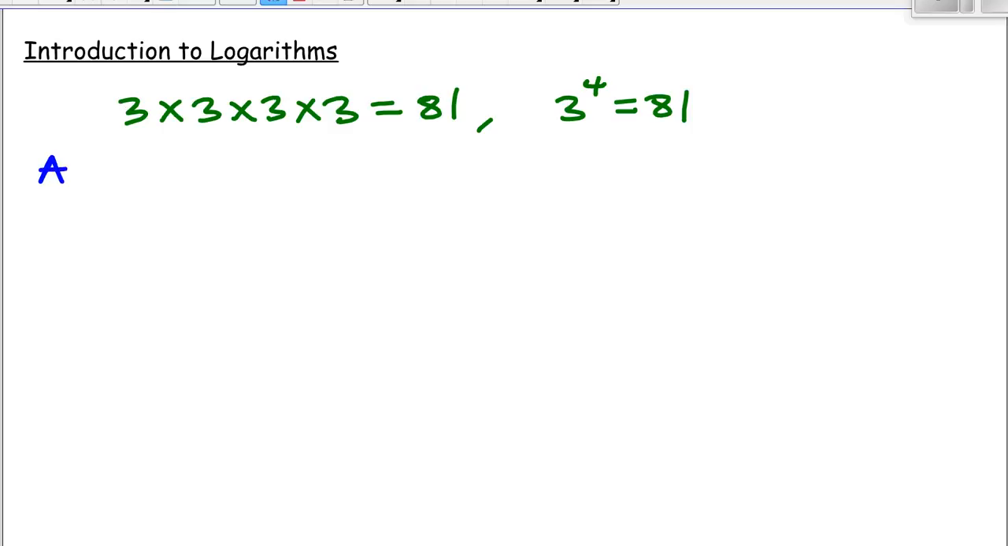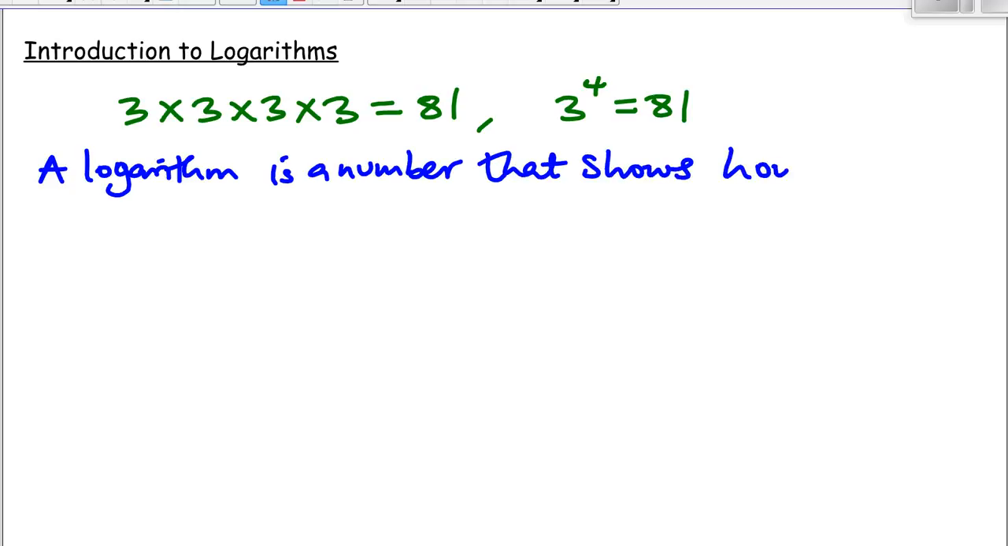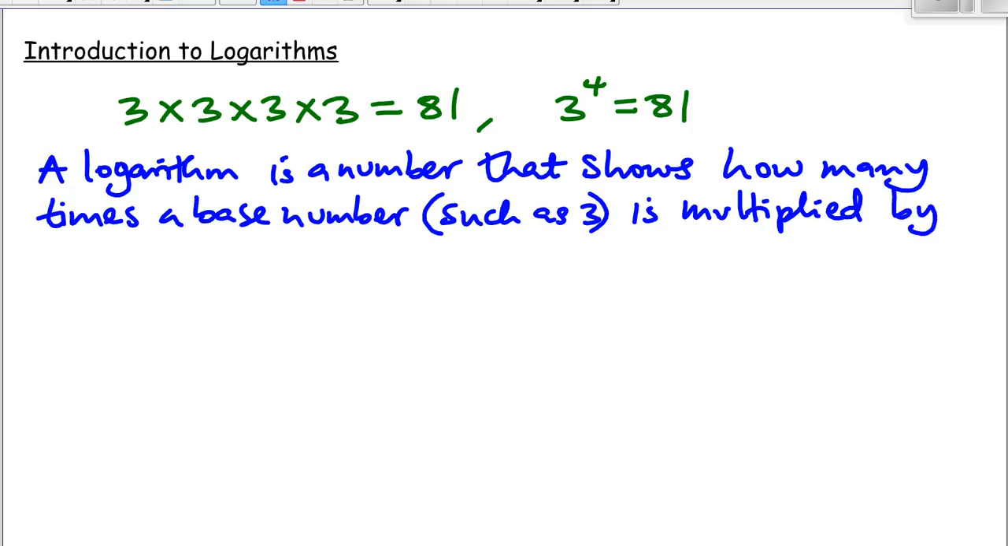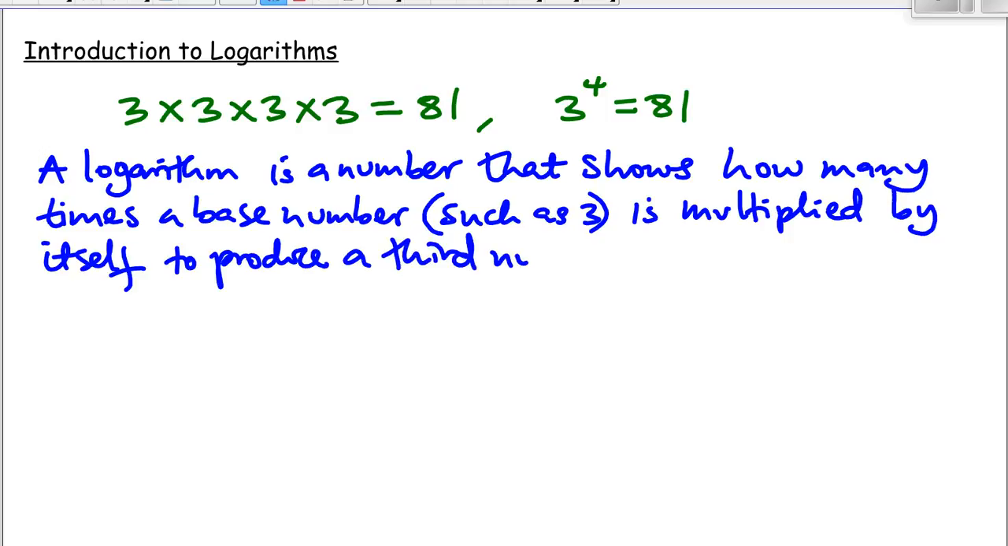So, a logarithm is a number that shows how many times a base number, such as 3, is multiplied by itself to produce a third number, such as 81.